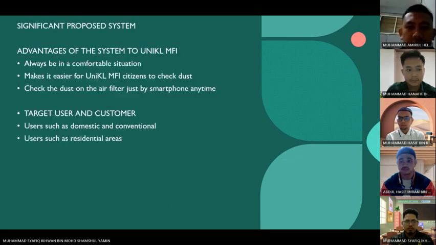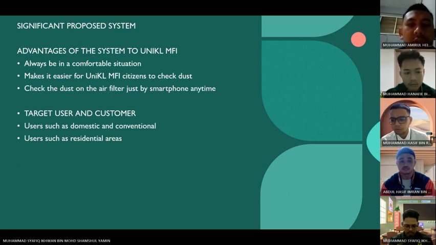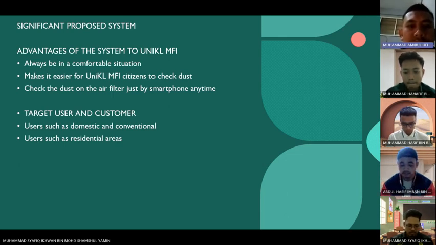Next, the significance of the proposed system. The advantages of the system to Unicode LMFI FF3 are: first, always being in a comfortable situation. Second, it makes it easier for Unicode LMFI citizens to check dust. Third, check the dust on the air filter just by smartphone anytime. Target users and customers: first, users such as domestic and conventional; second, users such as residential areas.